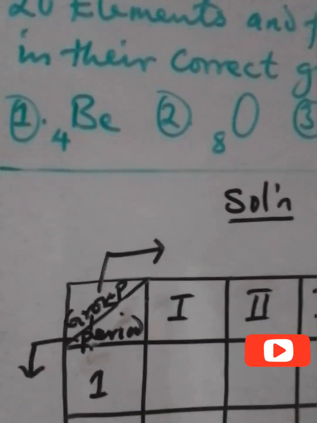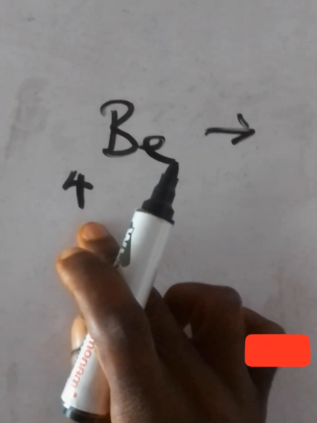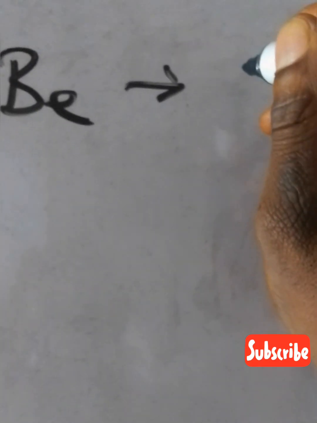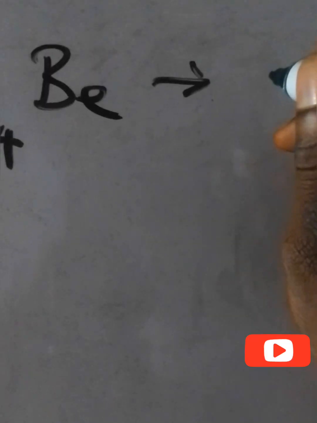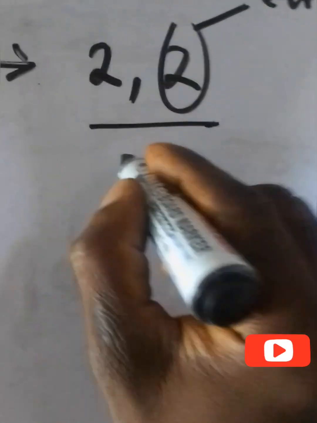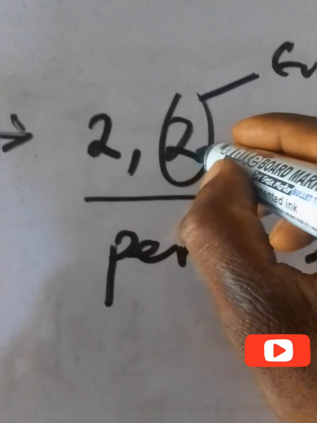The next is to fix these elements in their respective position on the periodic table. How we do that is beryllium with atomic number 4. You write the electronic configuration by listing the electrons. You know that first period means first shell. Every first shell contains a maximum of 2 electrons, so you write 2 there. The remaining 2, you put on the second shell. The last number you write represents the group, and the number of numbers you write represents the period. So it's period 2, and group 2.